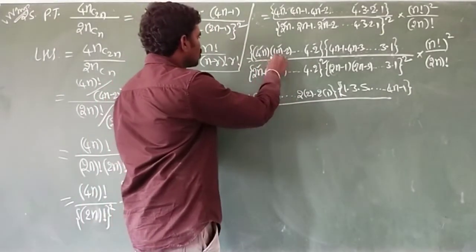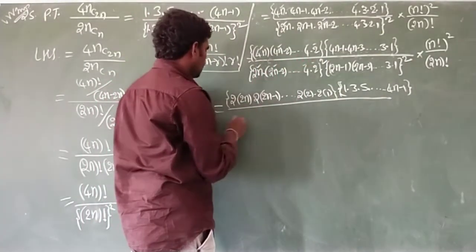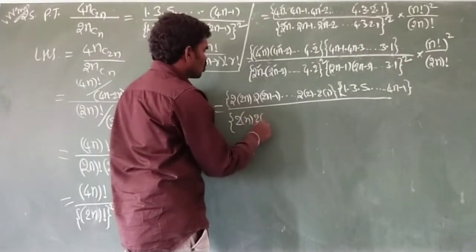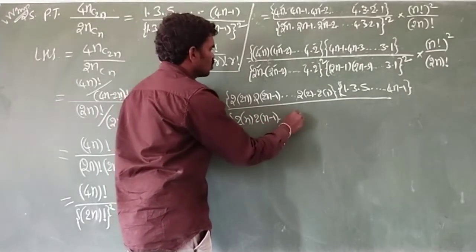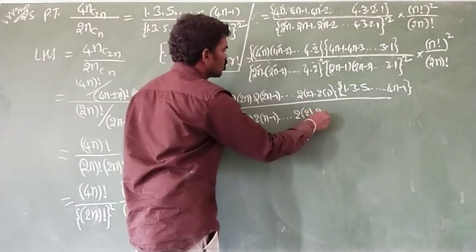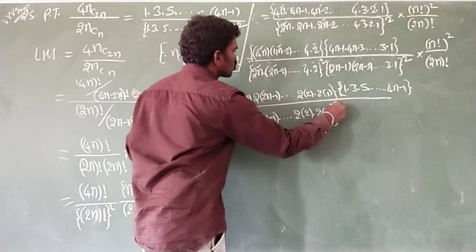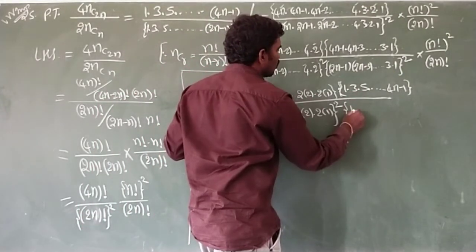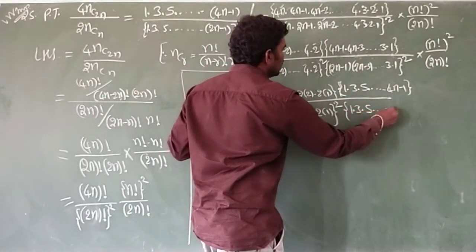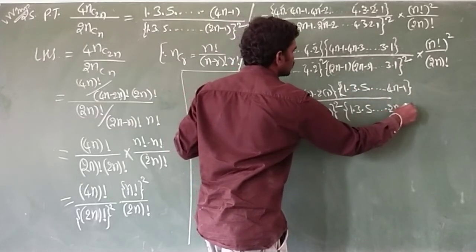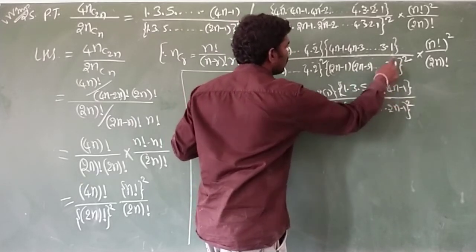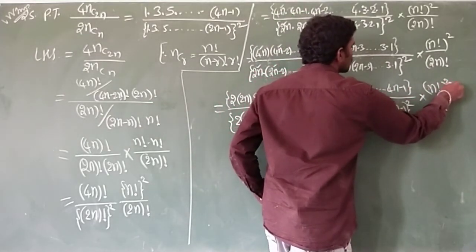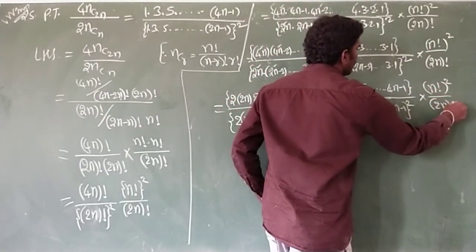Here also, 2 common, 2 common. Every term take 2 common. Then n is remaining. Take 2 common, then n minus 1 is remaining. And so on, take 2 common, 2 is remaining. Take 2 common, 1 is remaining. And whole square means 4 square. And here also write in ascending order: 1 into 3 into next will be 5 into 2n minus 1 whole square, because of whole square. And into this one has to be written n factorial square by 2n factorial.